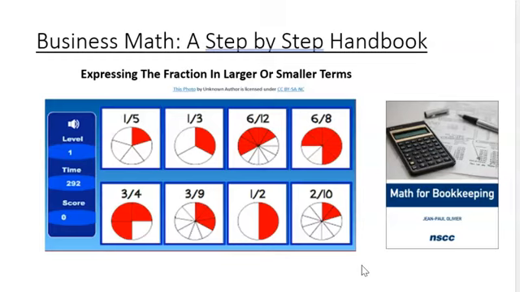6/8. So this one, the pie is cut into 8 pieces, and 6 of them are shaded in. 6/8. We can reduce that further. What goes into both 6 and 8 evenly? 2 does. So 2 goes into 6 3 times. 2 goes into 8 4 times. So 6/8 will reduce down to 3 over 4, or 3/4. And 3/4 is down below, farthest to the left.